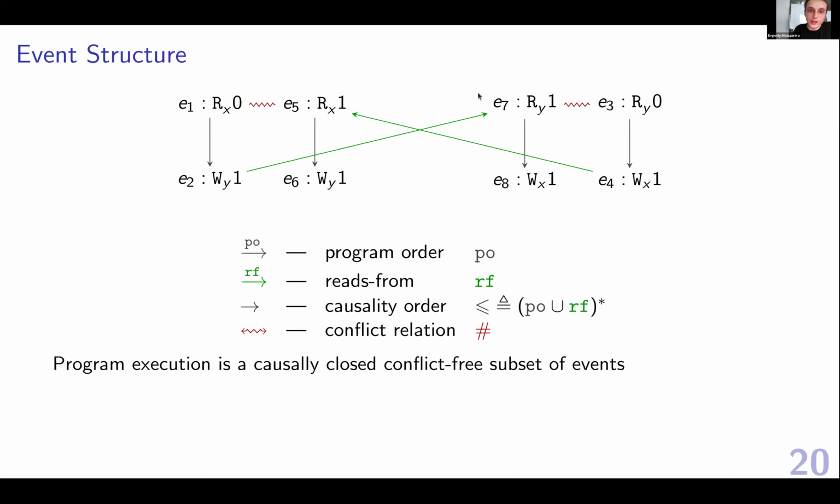And then from this event structure, we can extract different executions of the program. So the program execution is just a causally closed and conflict-free subset of events. For example, for this program and this event structure, we have three such subsets. For example, E1, E2, E3, and E4. This subset of events is causally closed, meaning that if you take any event from this set, all of its predecessors are also in this set, and it is conflict-free.